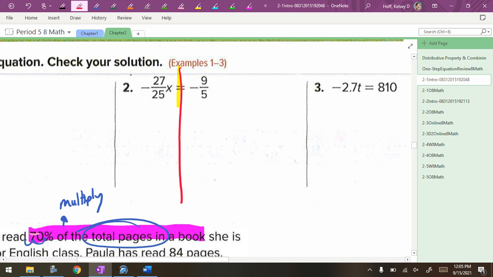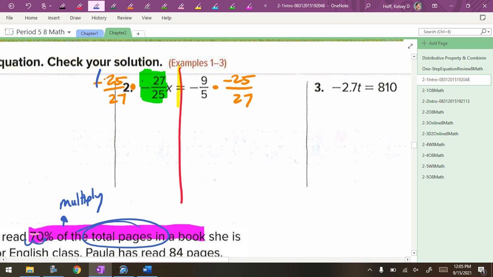Kaya, what's my coefficient in this problem? Very good. How do I get rid of that fraction coefficient? Multiply by the reciprocal. Okay, and what am I going to multiply by? Very good. One little tiny thing. Don't lose your negative. Very good. So I multiply by negative 25 over 27 on both sides.